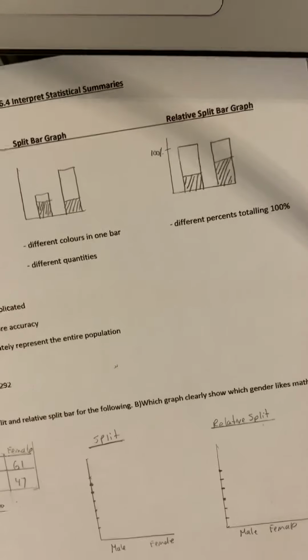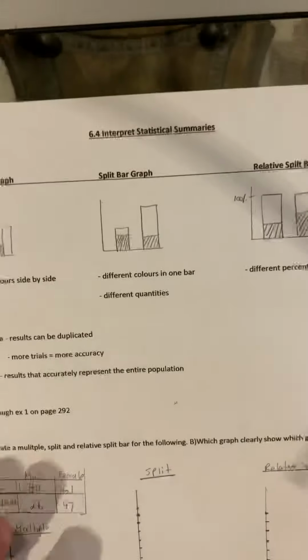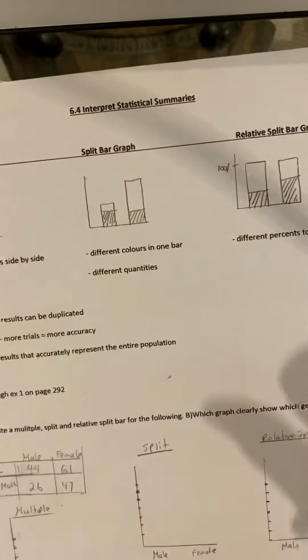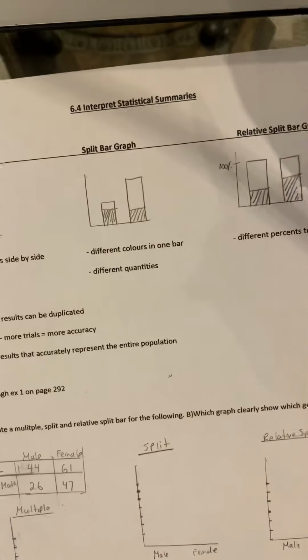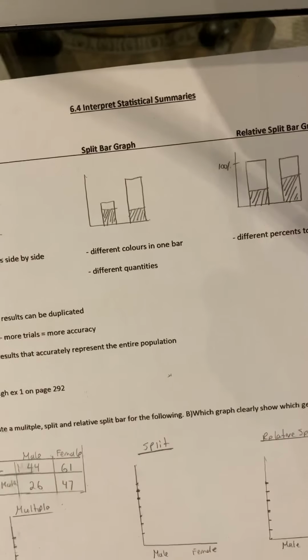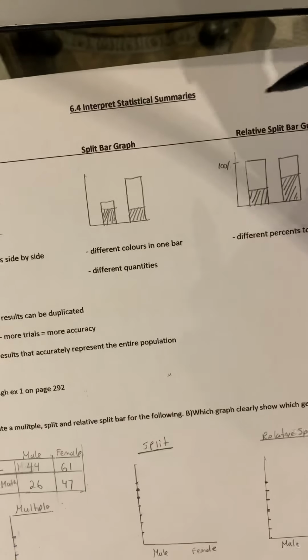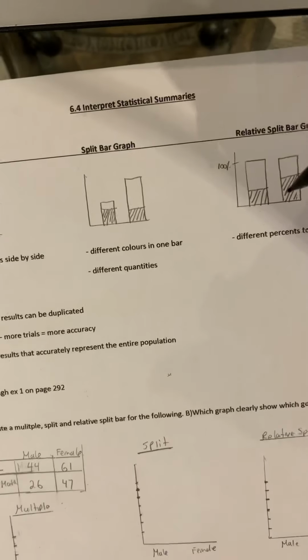Right, starting 6.4. Okay, so interpret statistical summaries. This is a very simple lesson. It doesn't require much math at all.